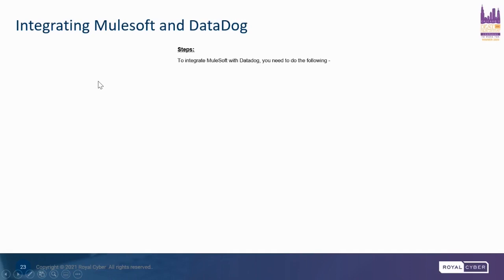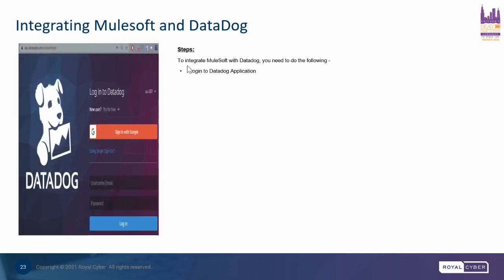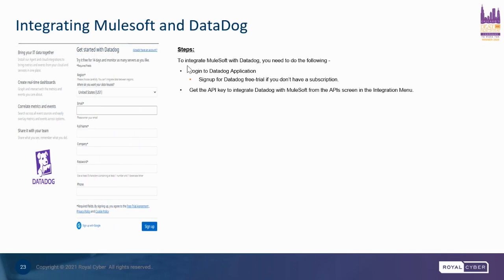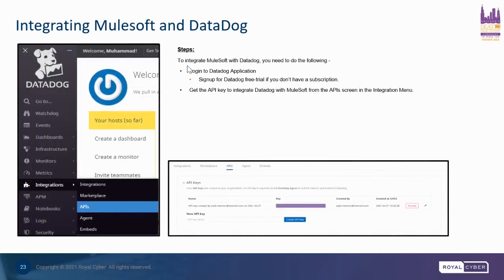Now, to integrate MuleSoft with Datadog, you need to follow these steps. First, log into the Datadog application. If you do not have a Datadog account or subscription, you can sign up for one using the free trial. Once you sign up or log in, you need to get the API key to integrate Datadog with MuleSoft from the APIs screen on the integration menu. The picture on the bottom right of the screen shows the API screen from where you can get the API key by clicking the text box on the key field.